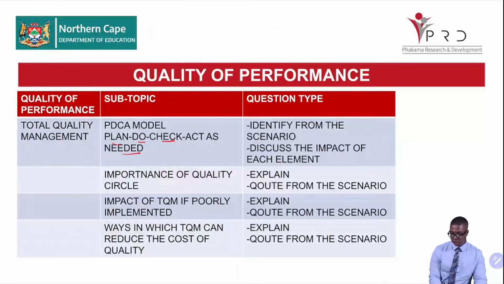You might need to identify them from the scenario or discuss the impact. We don't discuss the impact here, but explain how to apply them. Then with the importance of the quality cycle, you might need to explain and code them from the scenario. With the impact of TQM if poorly implemented, you need to know how to explain and code them from the scenario. With ways in which TQM can reduce the cost of quality, you need to know how to explain and code them from the scenario.